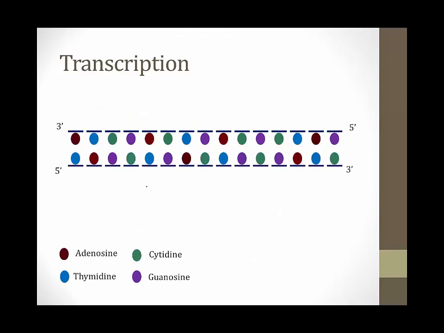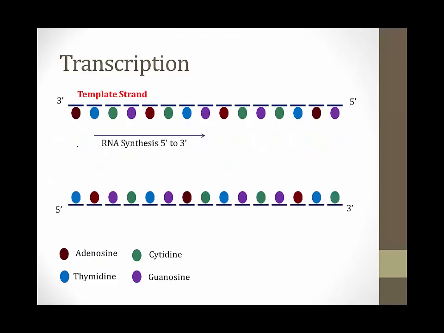To understand the process of transcription, let's take a look at this cartoon I've made of a double strand of DNA. At the top we have a strand of DNA going from 3' to 5', and anti-parallel to that we have a complementary strand of DNA that runs from 5' on the left to 3' on the right. I've denoted all the different nucleotides and bases by colors, and they are complementary to each other so that adenosine is always paired with thymidine and cytidine is always paired with guanosine.